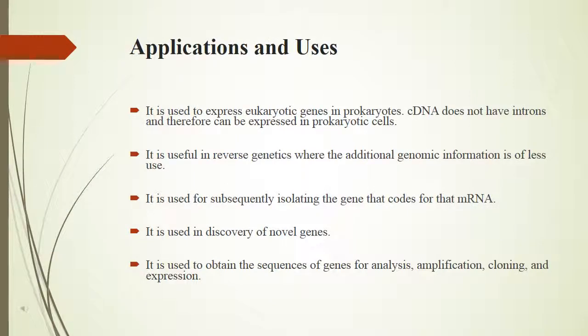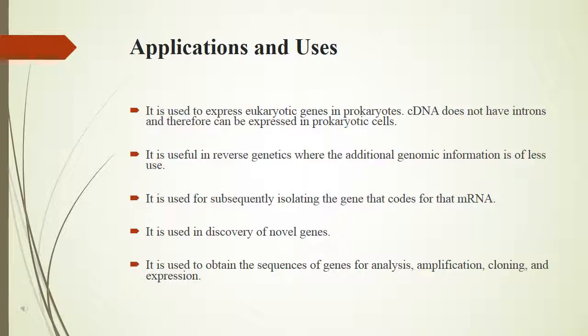Next are the applications and uses. It is used to express eukaryotic genes in prokaryotes. cDNA does not have introns, and therefore can be expressed in prokaryotic cells. It is useful in reverse genetics where the additional genomic information is of less use. It is used for subsequently isolating the gene that codes for the mRNA.